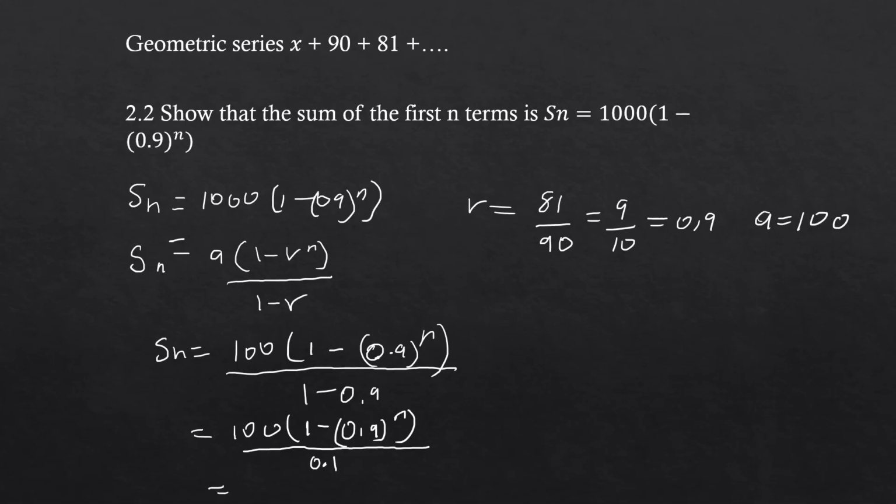Therefore Sn is equal to 100, and 100 divided by 0.1 gives us 1000. Then we have 1 minus 0.9 to the power n. So we have proven this question. Here is our Sn is equal to 1000 into 1 minus 0.9 to the power n. We are done with question 2.2. Let us now jump to question 2.3.